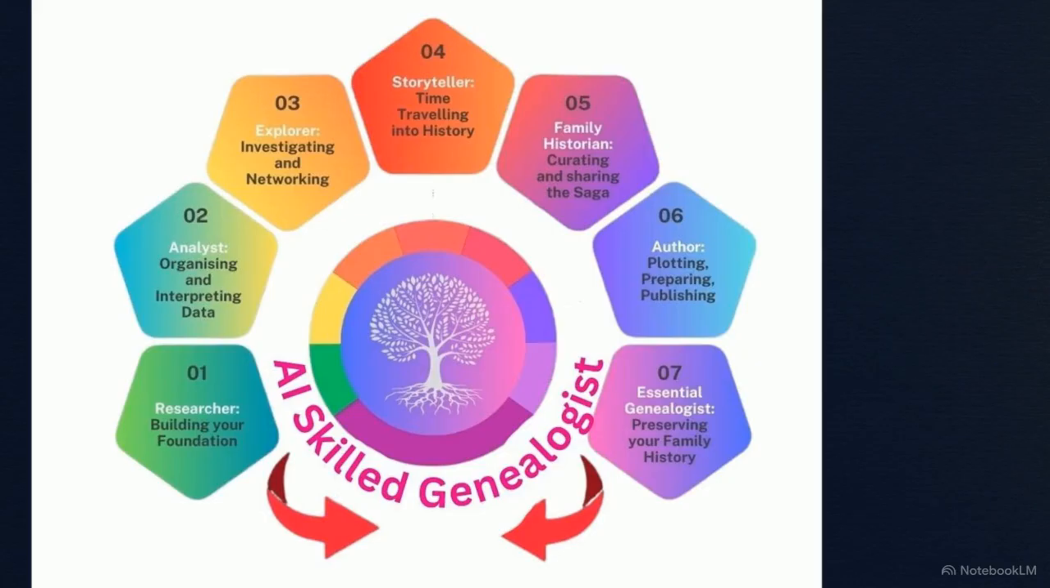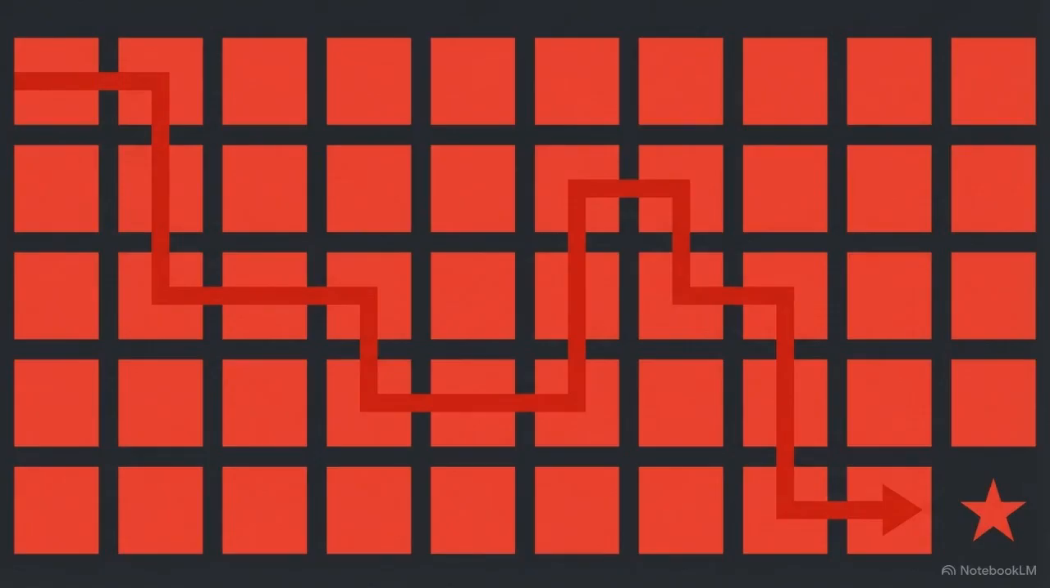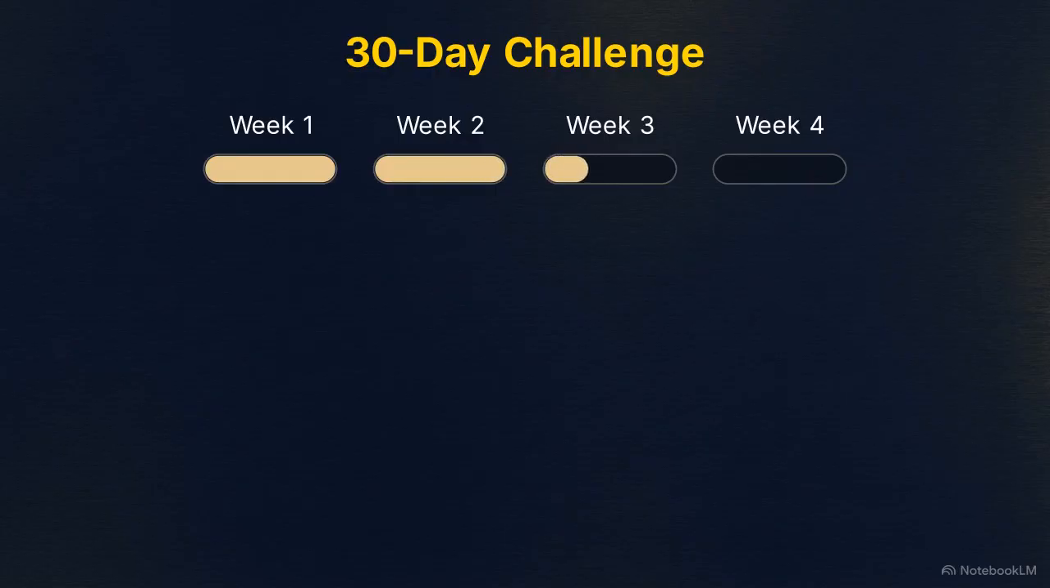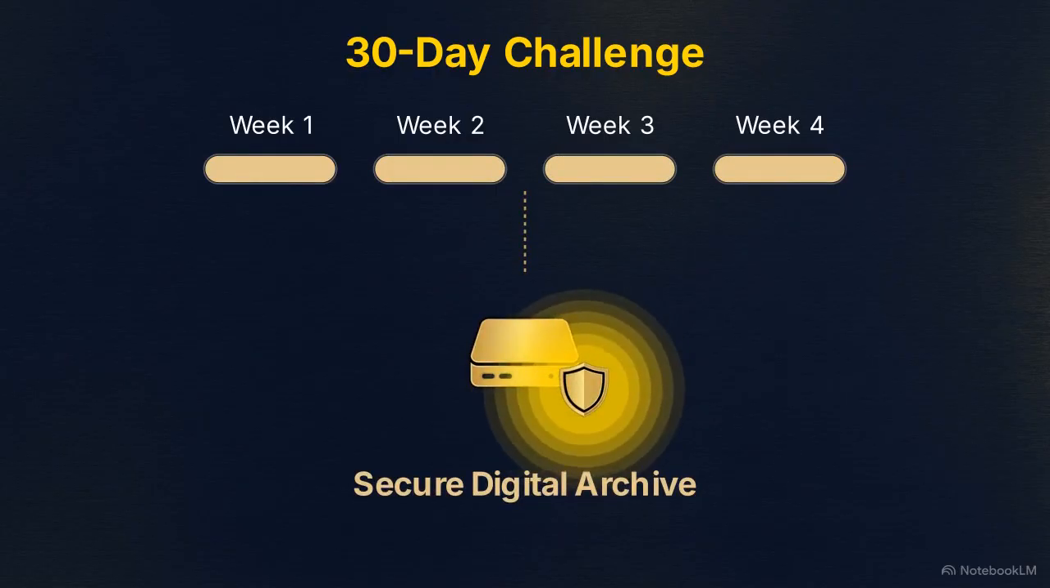This framework shows the final 2 stages locking into place: Stage 6, the author, and Stage 7, the essential genealogist. Reaching these final stages transitions you from someone who merely organizes data into a legacy curator, fully equipped to preserve your family's history. To put this into practice, you can follow a comprehensive 30-day challenge, a 4-week practical vehicle designed to implement these exact 7 stages and help you build a fully backed-up digital archive.